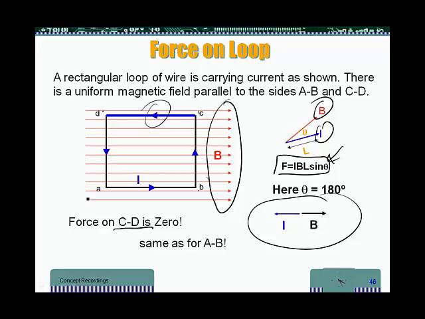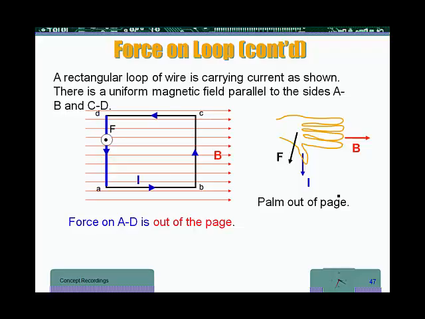Same thing for the segment AB, except the angle is going to be 0 degrees in this case, and the force is going to be 0. Now, for segment DA, in this case, the magnetic field is pointing, we have the hand there, it's pointing towards the right of the screen. The current is pointing down, so the force is perpendicular to the screen, pointing towards you. It's pointing out of the page.